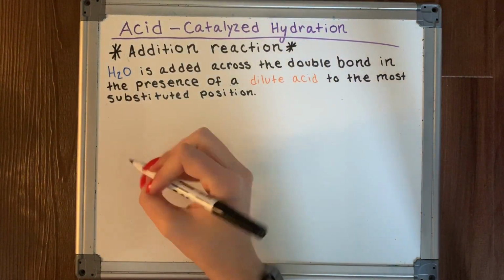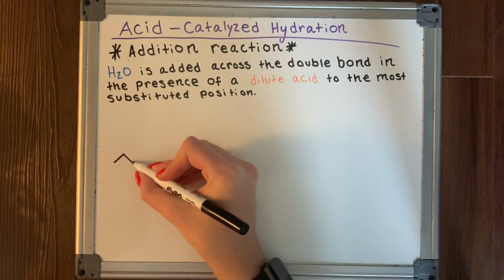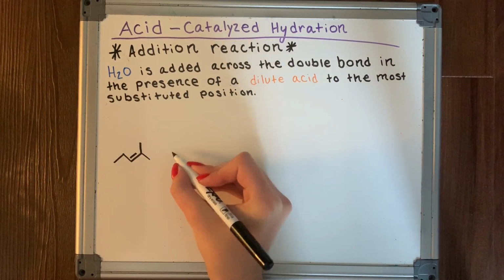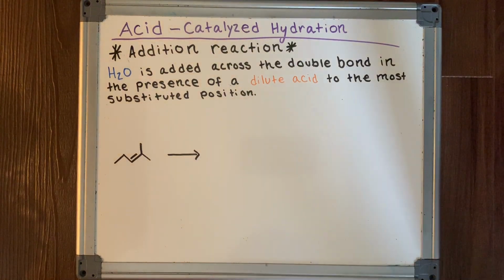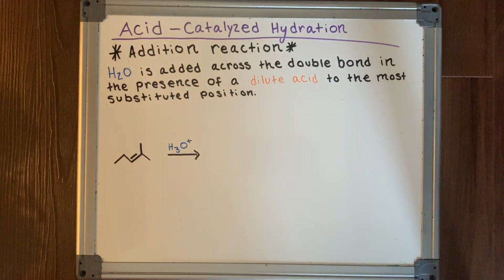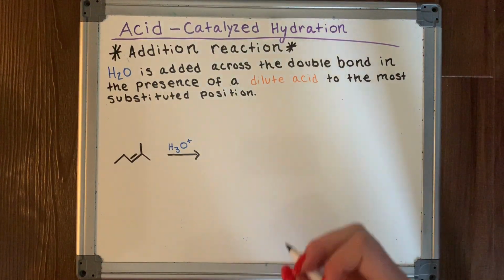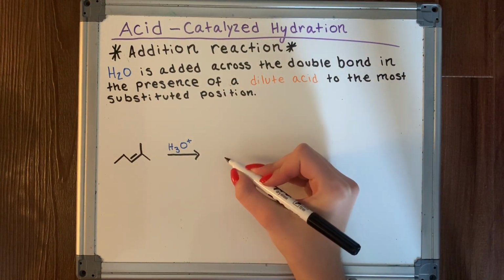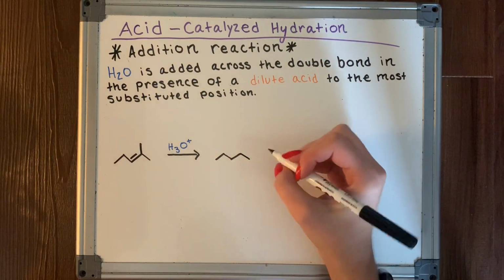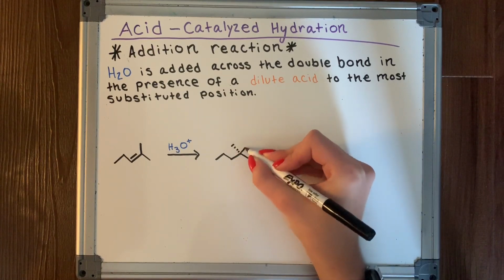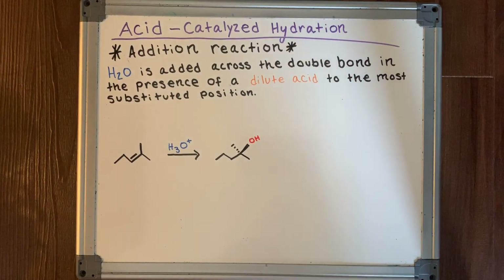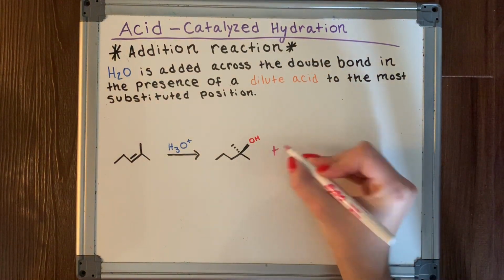Acid-catalyzed hydration is one of many addition reactions that can produce an alcohol. Water is added across the double bond in the presence of a dilute acid to the most substituted position. Many professors will allow you to write this over the arrow simply as H3O+. It is important to note that in the event a chiral center is present, the products will be a racemic mix, meaning that there will be an even mixture of both enantiomers present in the products. So you can write this as plus or minus enantiomers or racemic mix, either one depending on how your professor is.